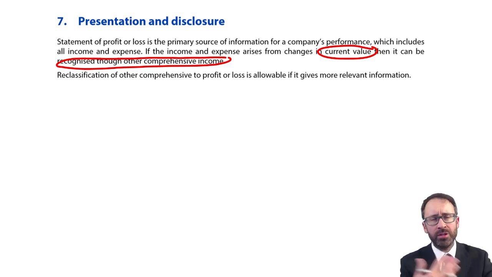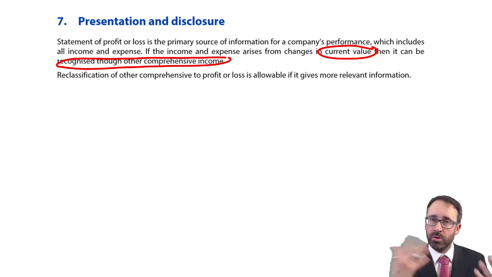You will see other changes go through other comprehensive income when we get to financial instruments and look at the change in value of your financial assets, particularly with your equity investments, and the changes can either go through profit or loss or other comprehensive income. But hold that thought for now.